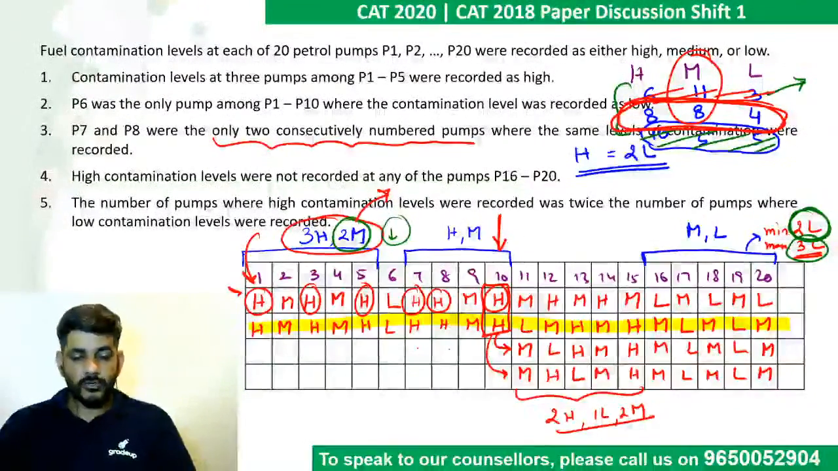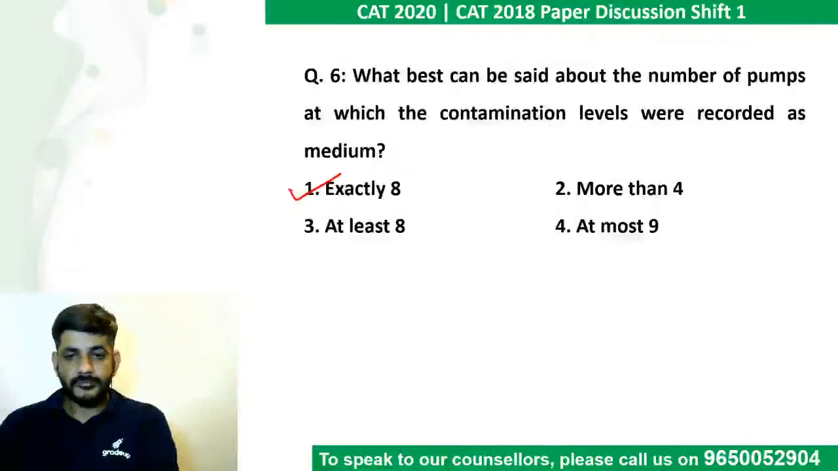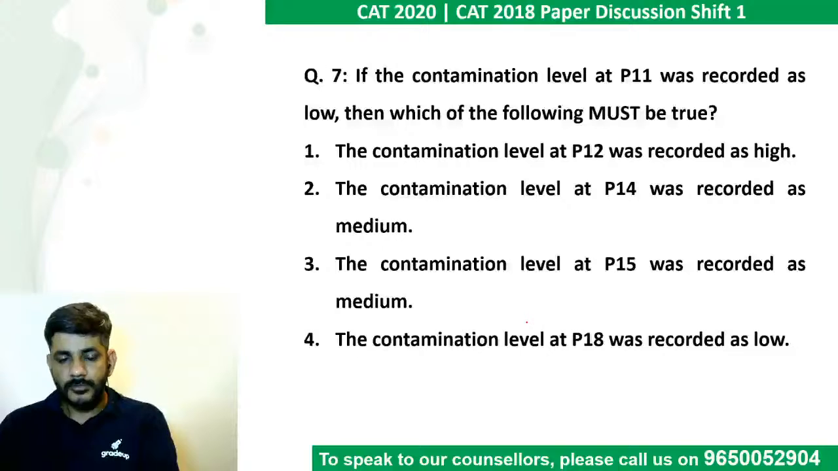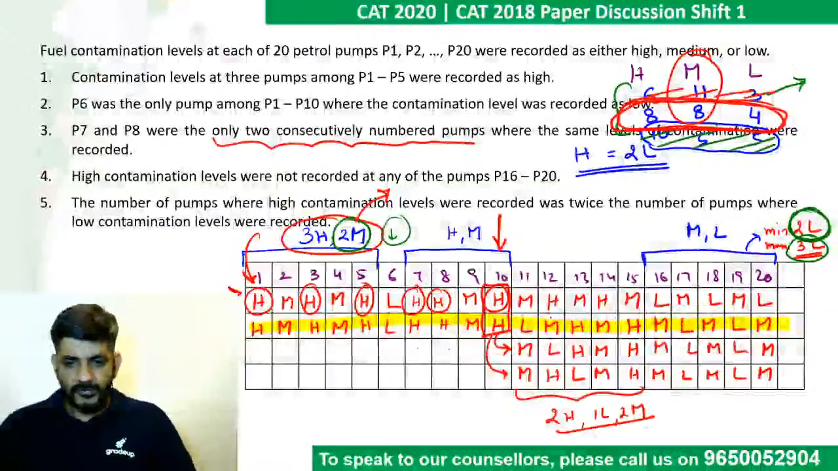Because P11 is low. So in this case, what is the question asking you? The question is asking you, which of the following must be true? Contamination level at P12 was high, 14 was medium, 15 was medium, or 18 was low. So 12, 14, 15 and 18. These we have to check.